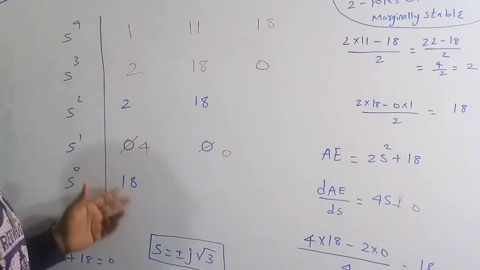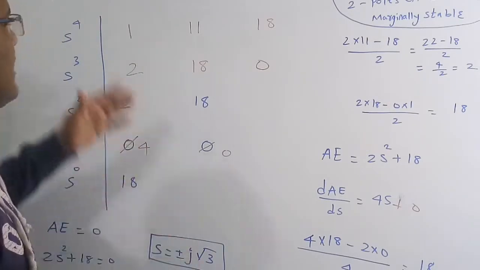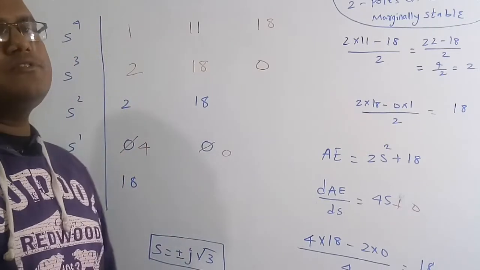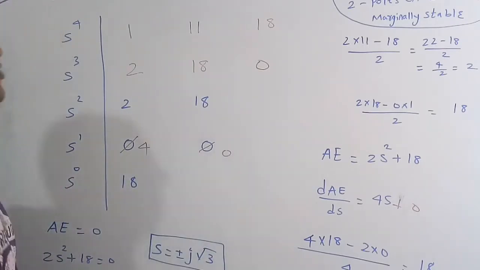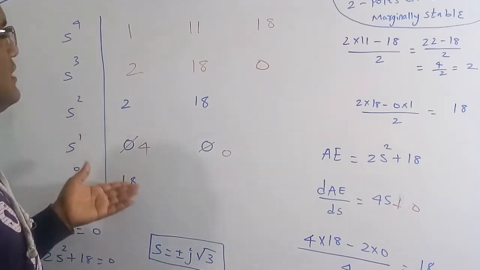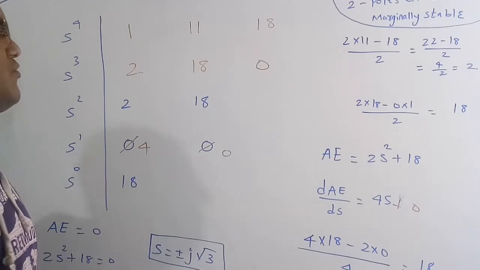So we can conclude that there is not even one pole lying in the RHS of S plane. See, the number of sign changes in the first column is going to tell you the number of roots which are going to lie in the RHS of S plane. So based on this, as there is no sign change, we can conclude that not even one pole is going to be present in the RHS of S plane.